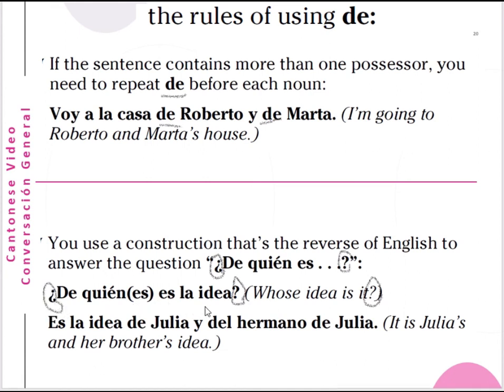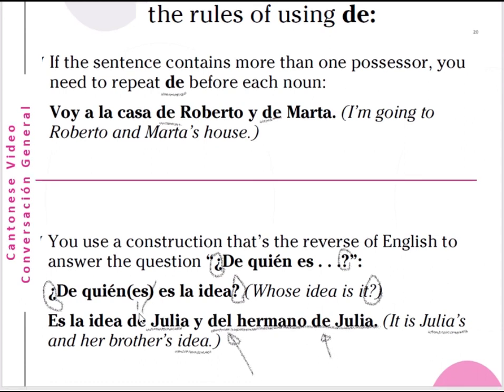¿De quién es la idea? Whose idea is it? Es la idea de Julia y el hermano de Julia. It is Julia's and her brother's idea. So literally, it's the idea of Julia and the idea of the brother of Julia. You use a lot of de in Spanish. So you get a lot of de in here. Es la idea de Julia y del hermano de Julia. This is Julia's and her brother's idea.